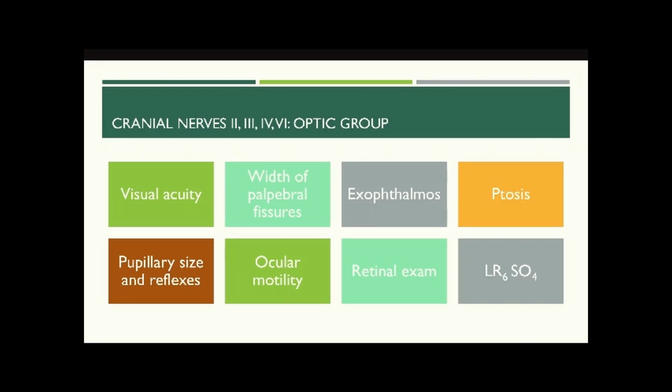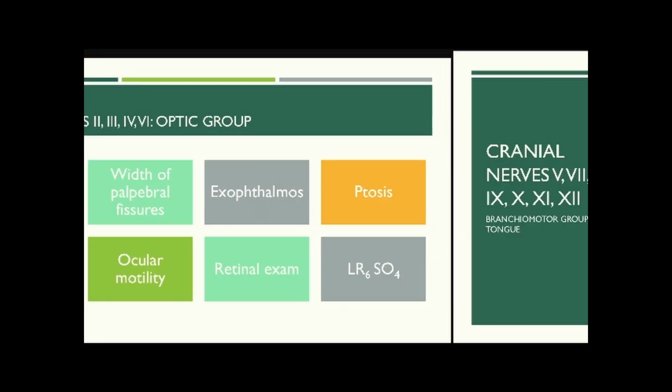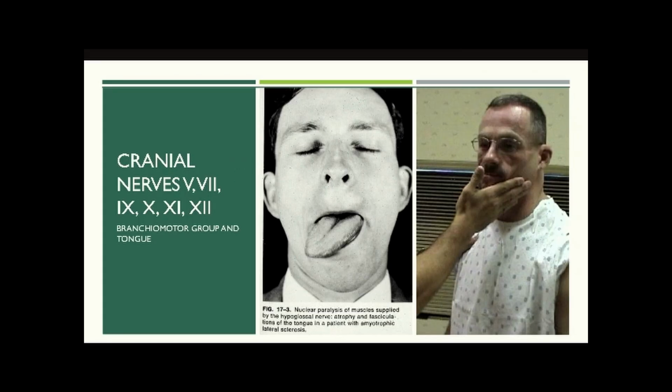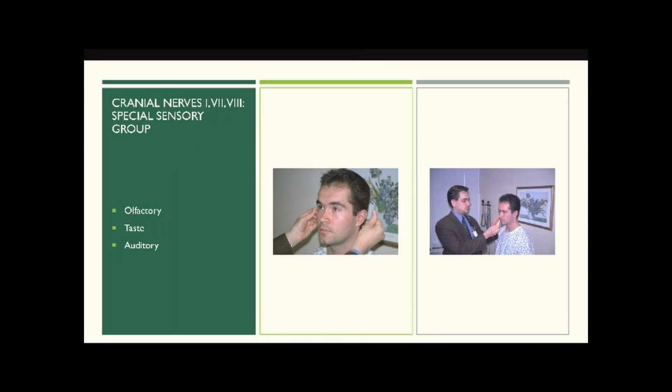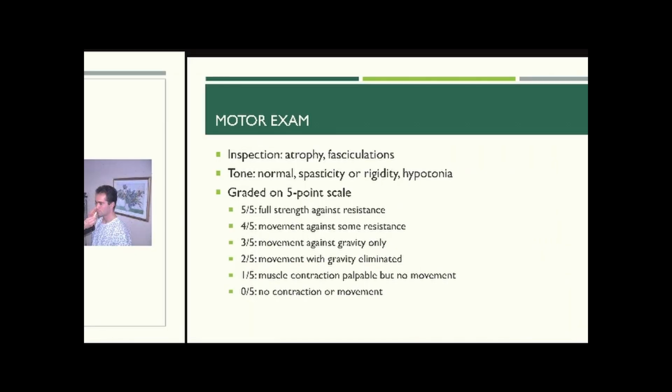Cranial nerves, optic 2, 3, 4, and 6. So you're kind of doing these things as well, looking at different conditions. Here are cranial nerves 5, 7, 9, 10, 11, the branchiomotor. So looking at tongue deviation, you do your whole accessory motor, turn your head to the side. Special sensory, your olfactory, taste, and auditory. We don't do taste, but you do smell, and you do auditory to make sure that those work.